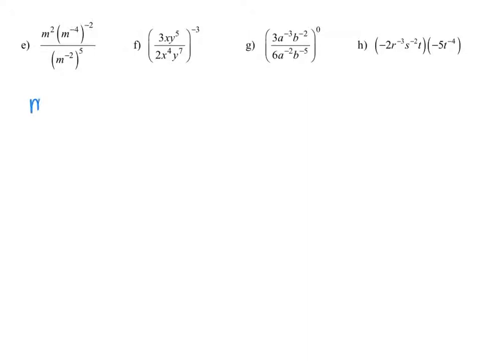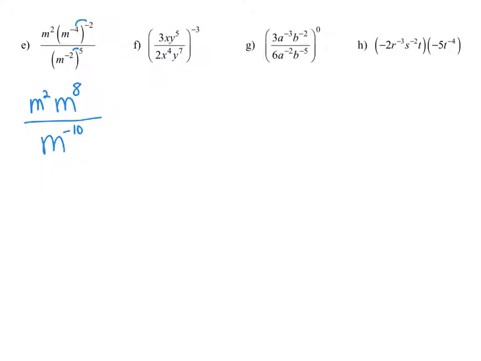So let's leave m to the second power alone for now, and then using the power to a power rule, m to the negative 4 to the negative 2 power, we're going to multiply those exponents together to get m to the eighth power. And in the denominator, the m to the negative 2 to the fifth power, we're going to multiply negative 2 and 5 together to get m to the negative 10th power in the denominator.